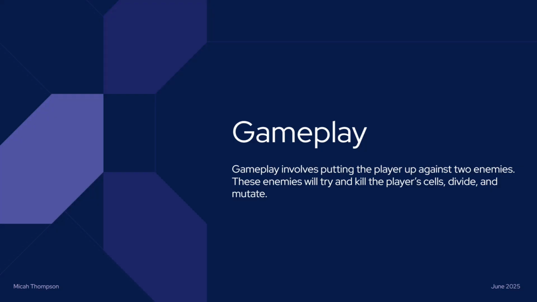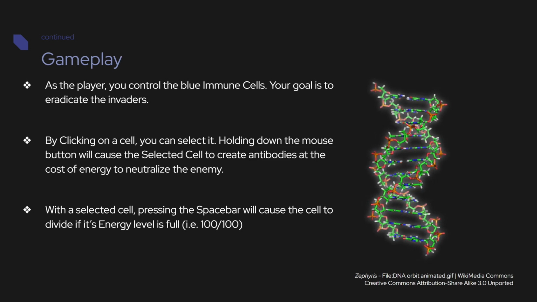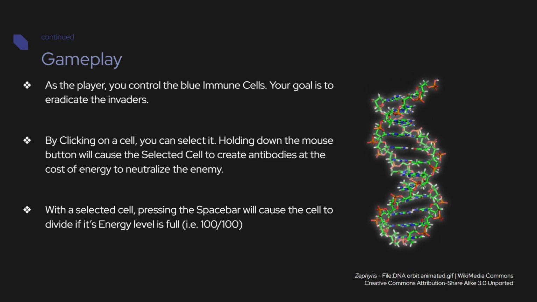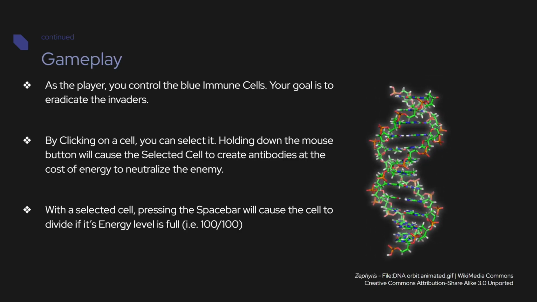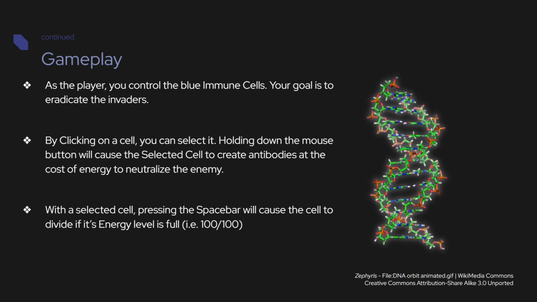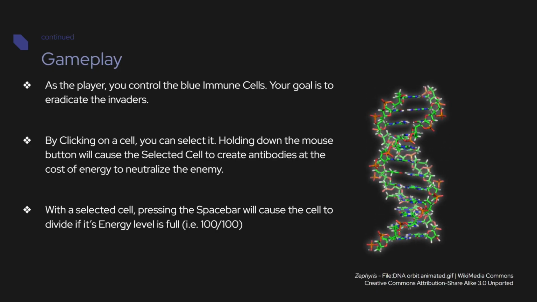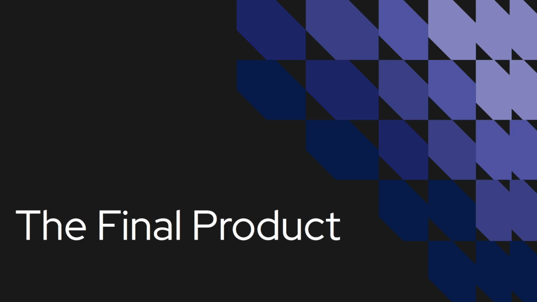Gameplay involves putting the player up against two enemies. These enemies will try and kill the player's cells, divide, and mutate. As the player, you can control the blue immune cells. Your goal is to eradicate the invaders. By clicking on a cell, you can select it. Holding down the mouse button will cause the selected cell to create antibodies at the cost of energy in order to neutralize the enemy. With a selected cell, pressing the spacebar will cause the cell to divide if its energy level is full. So now, let me show you the final product.